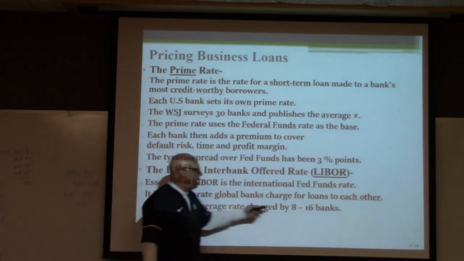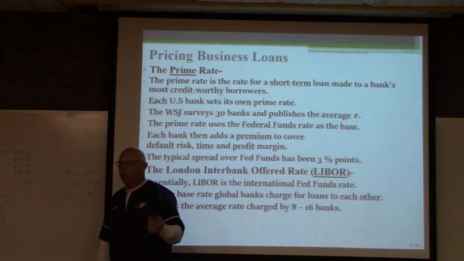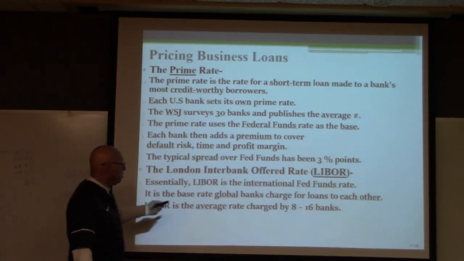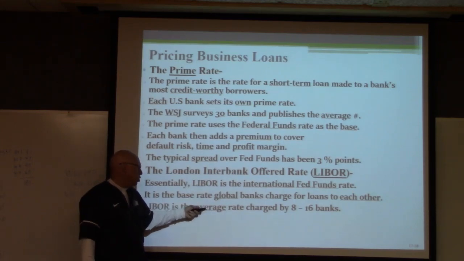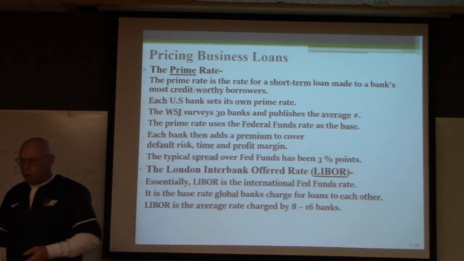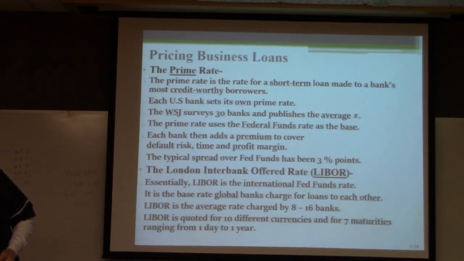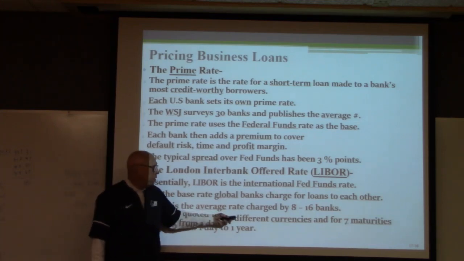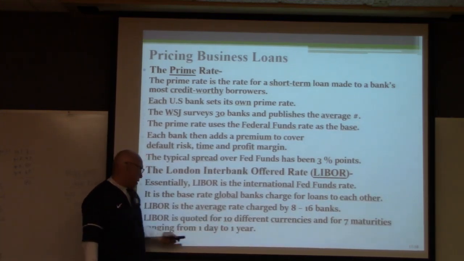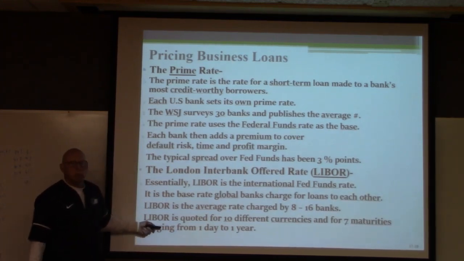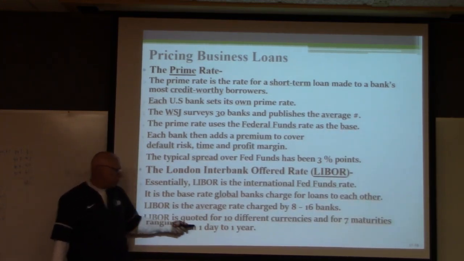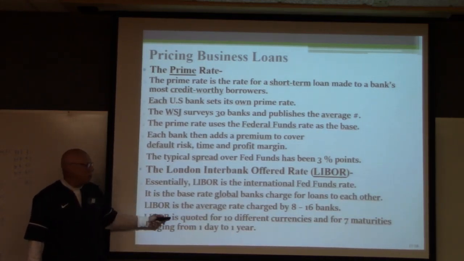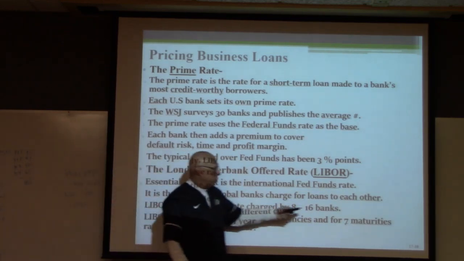Again, you take 8 to 16 banks, depending on how many are available that day, to meet the survey. These banks are surveyed, and they will disclose what rate they are charging to make overnight loans. Actually, it's more than overnight. LIBOR is quoted for 10 different currencies, and for 7 maturities, different lengths of time, ranging from 1 day to 1 year. So unlike the prime rate, the LIBOR rate is for different maturities, and that gives you an idea.